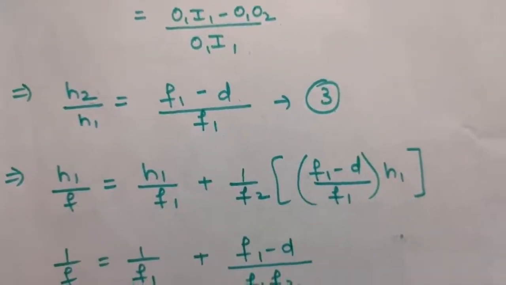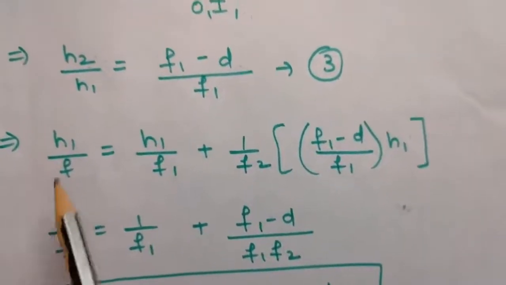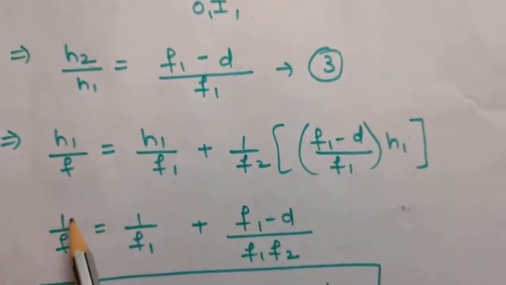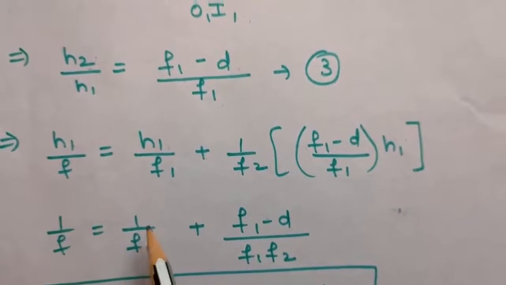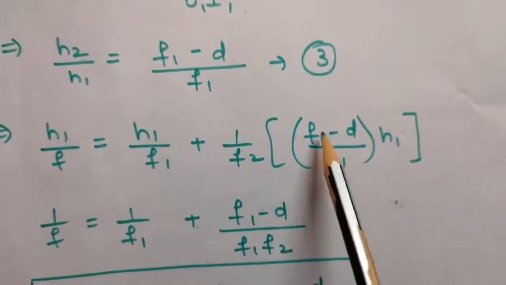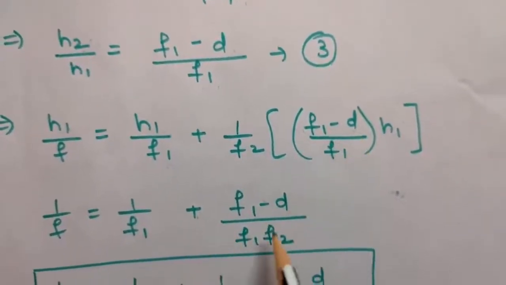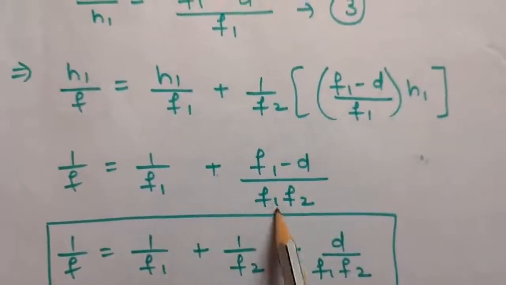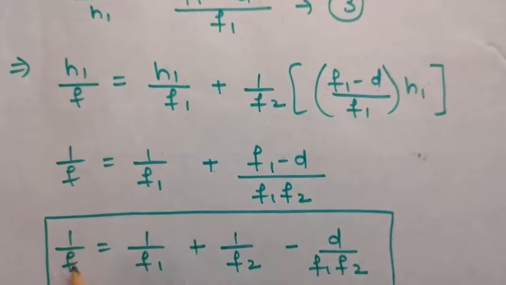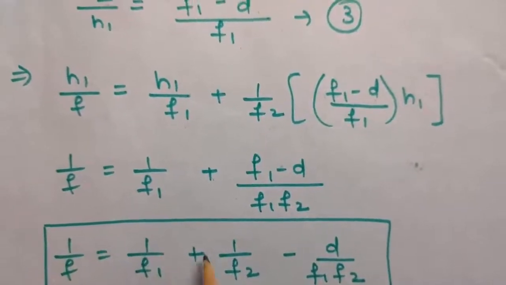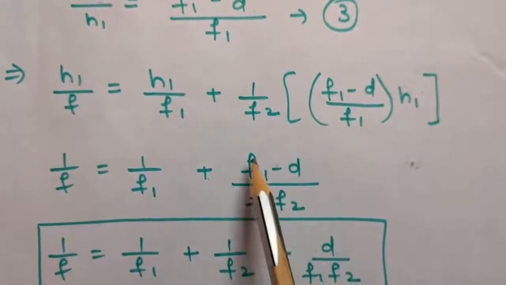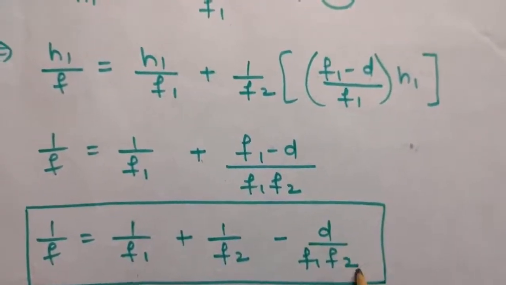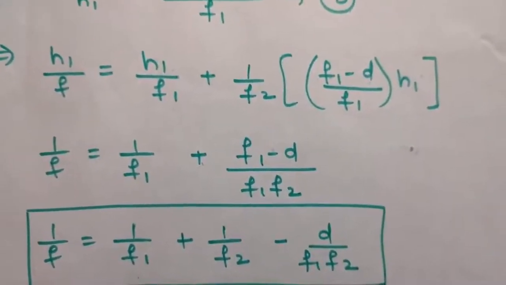Okay. So now H1 will be cancelled out from all three terms. So you will be left with 1 upon F equals 1 upon F1 plus (F1 minus D) upon F1 F2. Now from here, just divide this. So you will get 1 upon F equals 1 upon F1 plus 1 upon F2 minus D upon F1 F2. So this is the focal length.